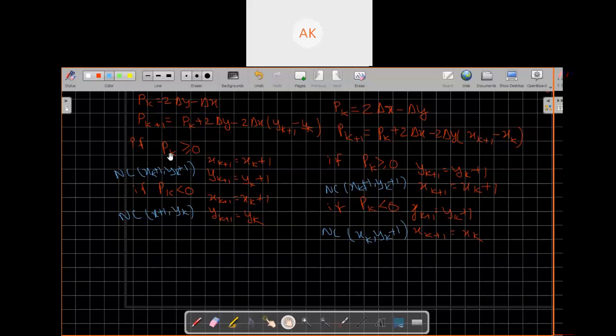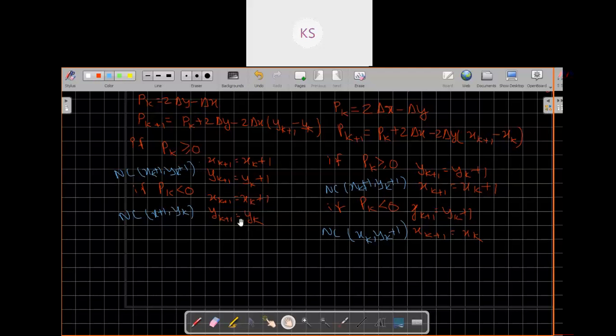When your difference is 0, then you will pick this one. Pk is greater than or equal to 0. I am considering the equals case when your pk is greater than or equal to 0. So this first case you will consider. I am writing here that it is not only greater than, it is greater than or equal to. Okay, is it clear? Yes sir, yes sir.